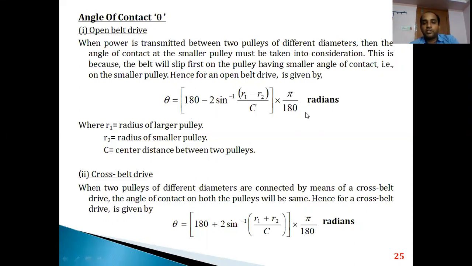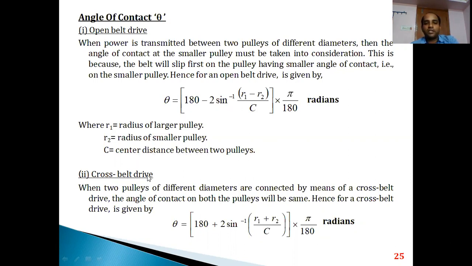Therefore, for the smaller pulley you need to calculate the value of theta using this equation. What is the equation given here? That is 180 minus 2 sine inverse of (R1 minus R2) by C, into pi by 180 in terms of radians. Instead of C, you can also take the term X, as we have discussed in the previous equations. R1 is the radius of the larger pulley, R2 is the radius of the smaller pulley, and C, or X, which we used in our previous discussion of the cross belt drive, is the center distance between the two pulleys.